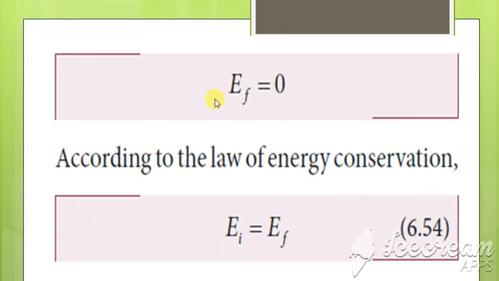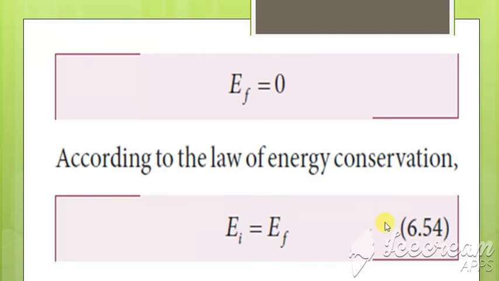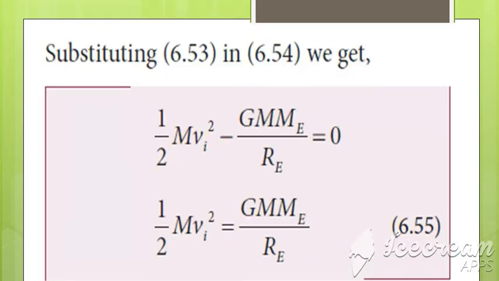Since the total energy is zero, we take EF is equal to 0. According to the law of conservation of energy, the total initial energy is equal to the total final energy. The final energy is 0, and EI is the sum of kinetic and potential energy, as we just saw. If we substitute the value of EI, we get half m vi square minus G m me divided by re is equal to 0.